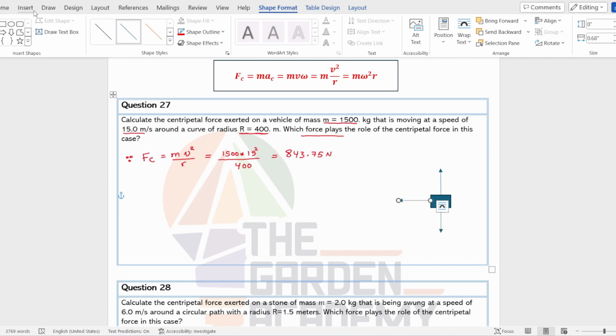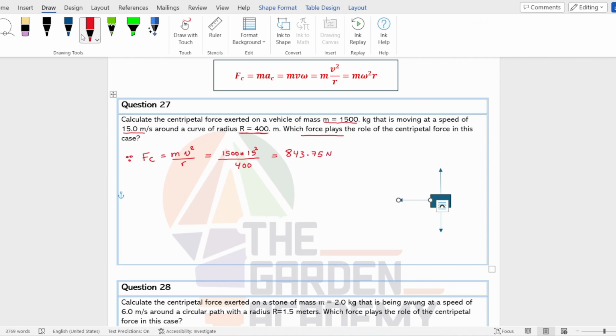Now I'll write down what these forces are. First we start with the gravitational force downward, which is equal to m times g. And we have the force that is perpendicular to the surface of contact, which is the normal force. This is n.